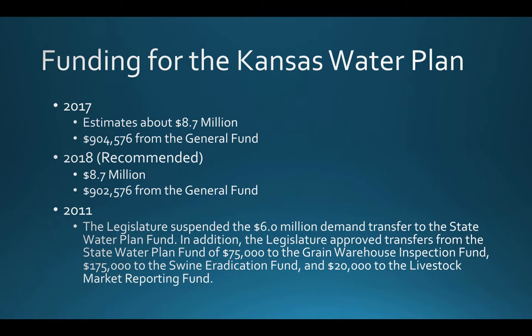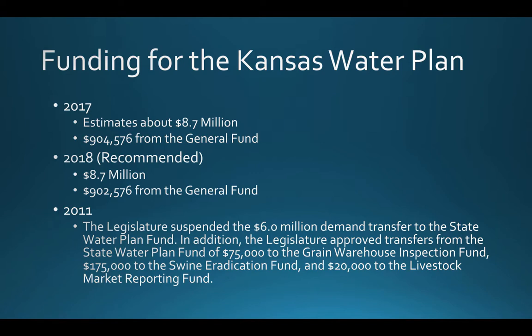So, how does all of this get funded? Well, this is one of the bigger issues. We have a broad picture of how it gets funded, but I think there are a lot of things that probably still aren't understood. As we look currently, the estimates are that the Kansas Water Plan is funded to about $8.7 million. Of that, $904,576 comes from the general fund. The rest of it is made up of water taxes that are collected on municipalities and a few other programs that are out there. For 2018, which is recommended in the budget, that number stays pretty much the same: around 8.7 million, with 902,000 coming from the general fund.